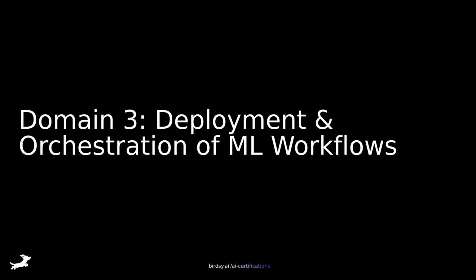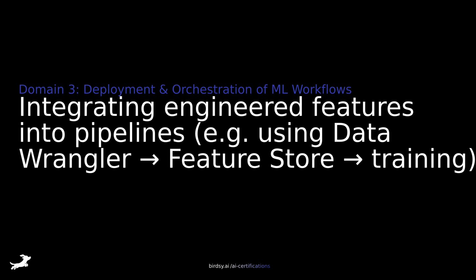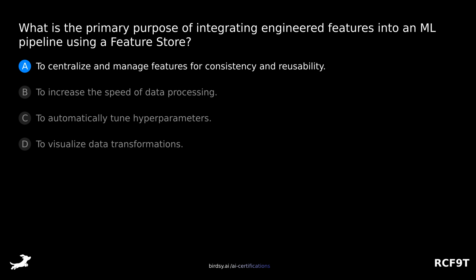Domain 3, deployment and orchestration of ML workflows. Integrating engineered features into pipelines, example using Data Wrangler, Feature Store, training. What is the primary purpose of integrating engineered features into an ML pipeline using a feature store? Is it A, to centralize and manage features for consistency and reusability? B, to increase the speed of data processing? C, to automatically tune hyperparameters? Or D, to visualize data transformations? The answer is A, to centralize and manage features for consistency and reusability.